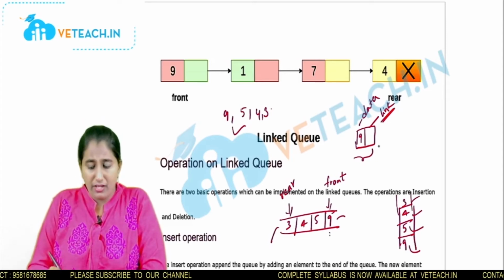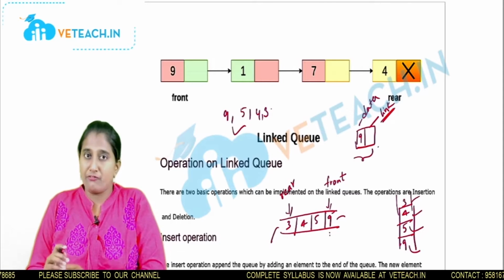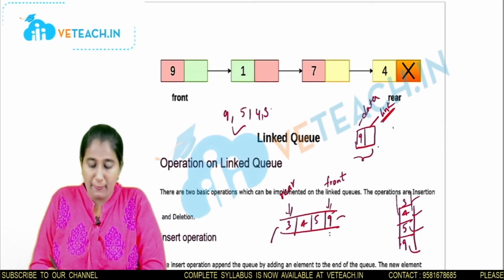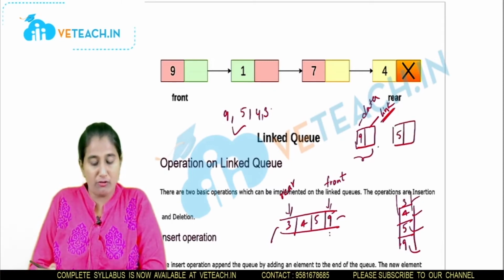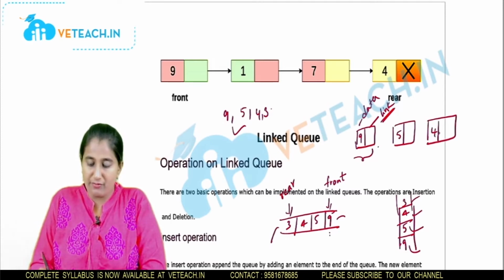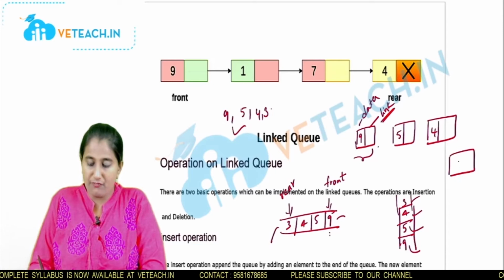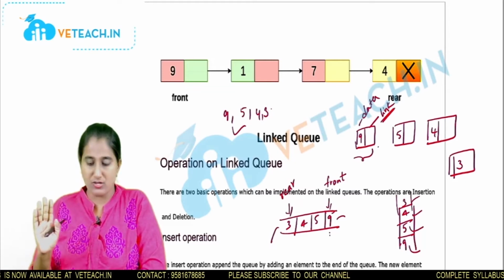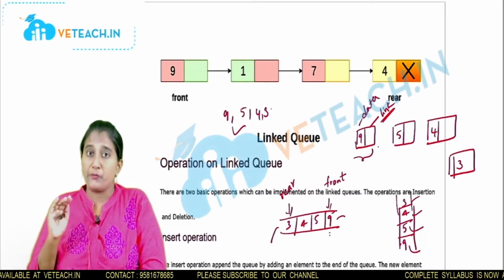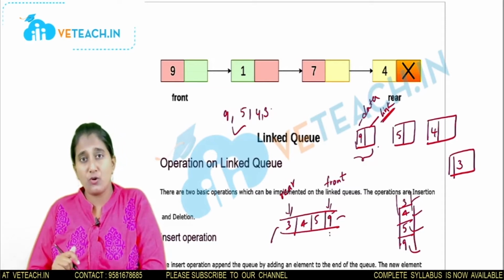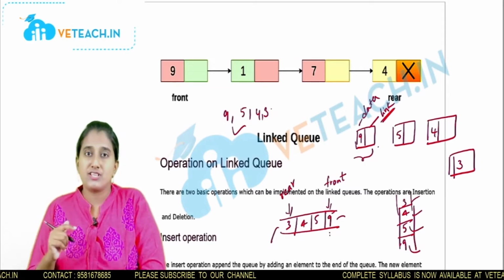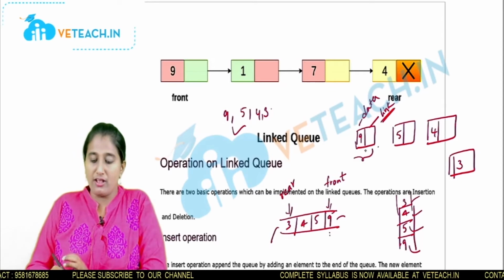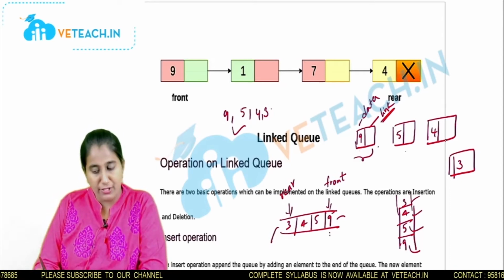Now according to linked list, what do we need to do? We have to create memory for each and every element. For 9 one node, for 5 I have created one more node, for 4 one more node, and for 3 one more node. So for each and every element we have to create a separate node. We should follow the queue principle. What is the queue principle, guys? First in, first out. So the first element here is 9, later 5, later 4, later 3.